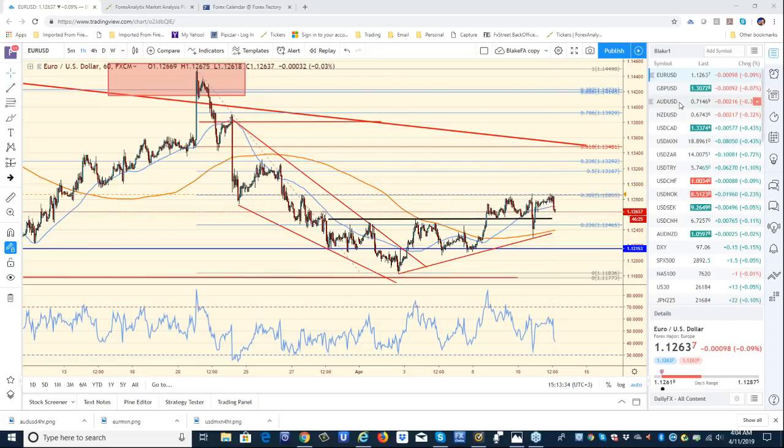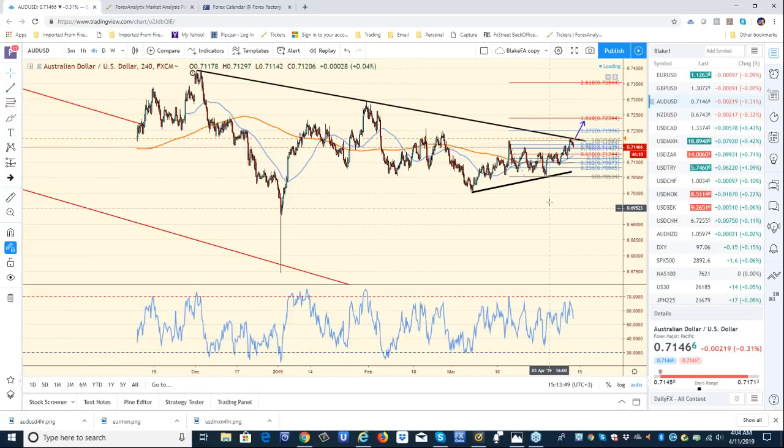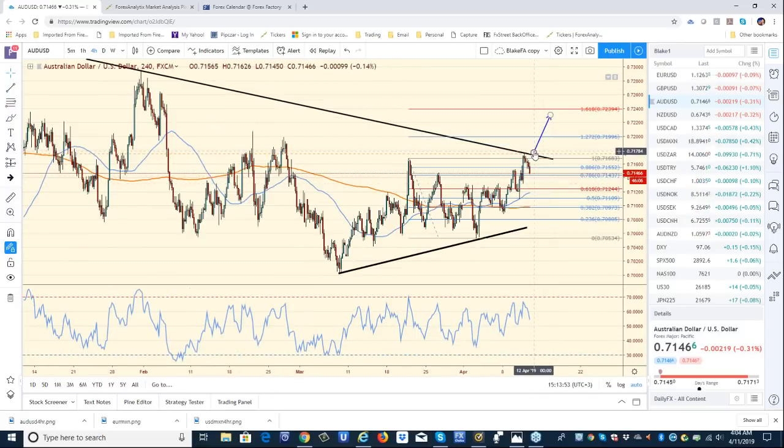I also picked up some Aussie yesterday on this rally as well, and I just got out of it for a flat. I think I actually took like a 2 pip loss or something like that. And on my average, I was like, the Aussie dollar is struggling at its triangle resistance, and I'm just not getting long until we break above this.